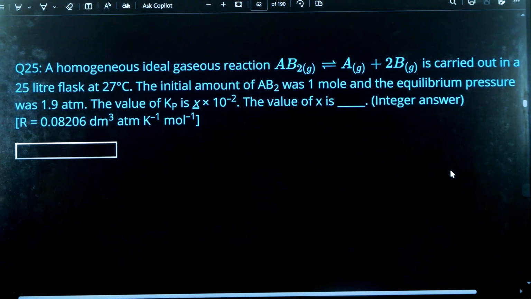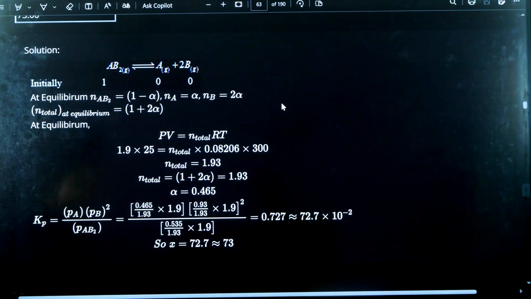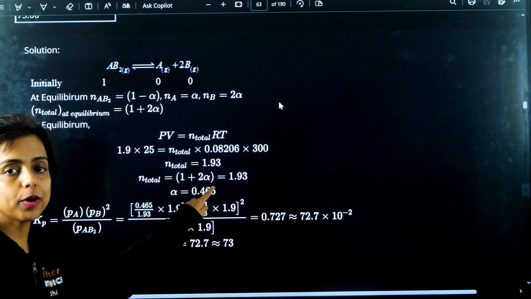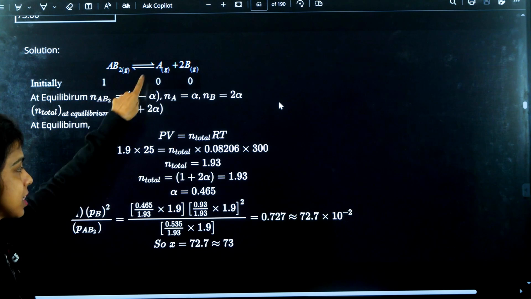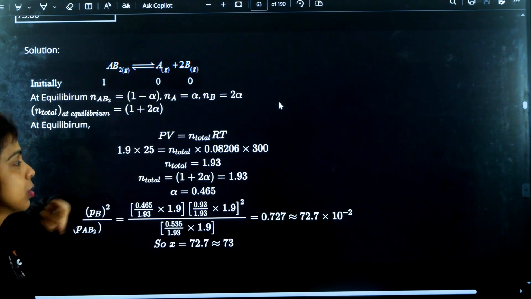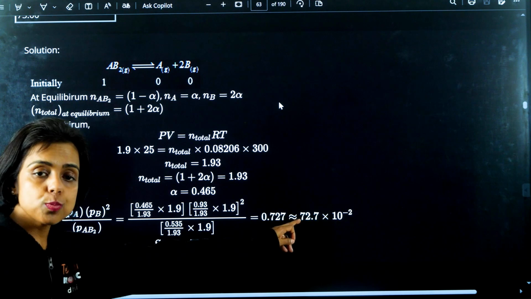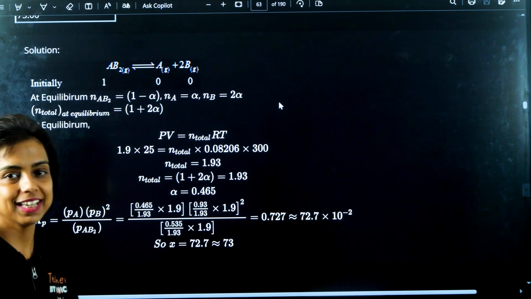I am sure that if you didn't make any calculation mistake, you'll get your answer as 73. X is 73. You can see the total moles are 1.93 and alpha is coming out to be 0.465. Once you know alpha, that is the moles of A, twice alpha is the moles of B, and 1 minus alpha is the moles of AB2. So put the values, and you'll get your answer as 72.7 into 10 to the power minus 2. You have to quote the X value, that is nearly equal to 73.